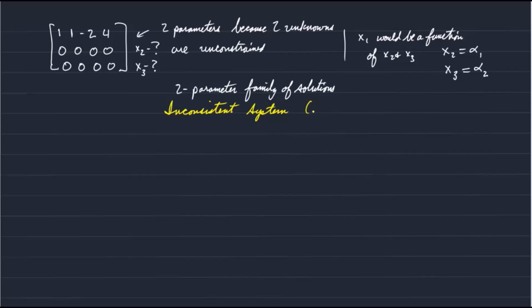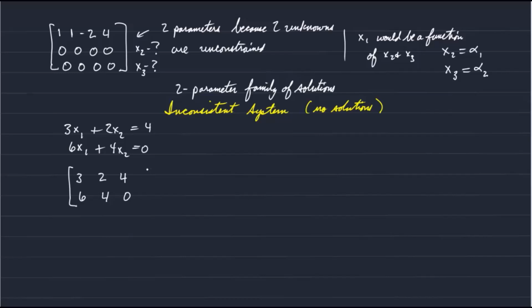Inconsistent, again, meaning no solutions. The example we'll look at is the equations 3x1 plus 2x2 is equal to 4, and 6x1 plus 4x2 is equal to 0. When we write that in matrix form, we get a 3, 2, and a 4, and a 6, 4, and a 0.